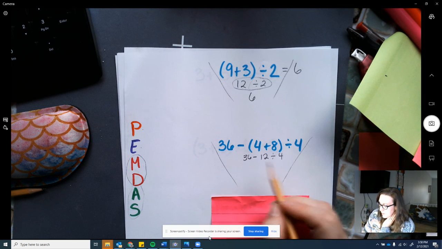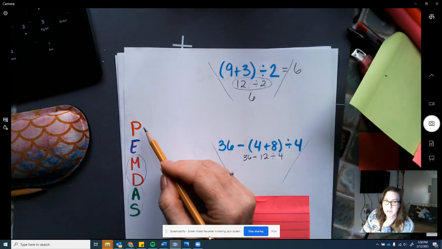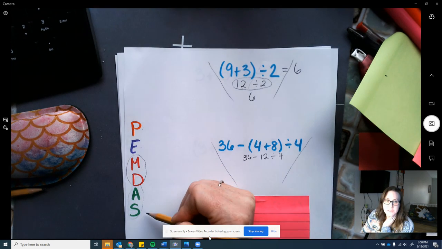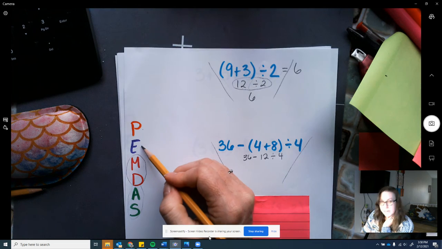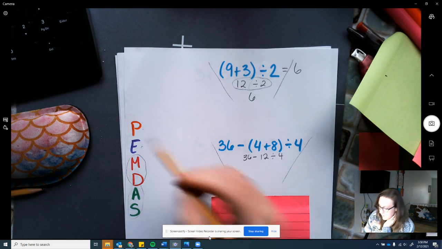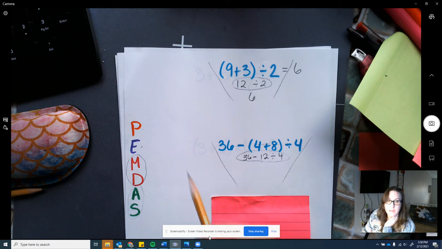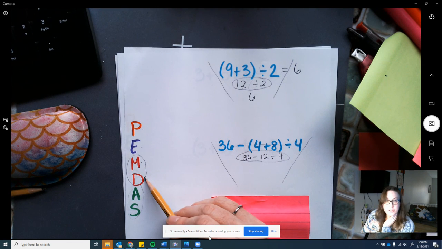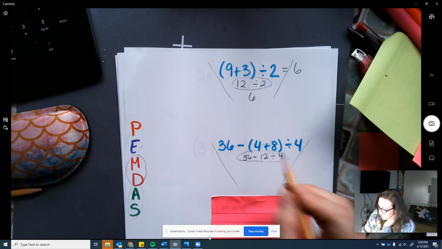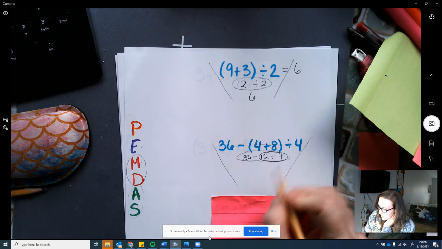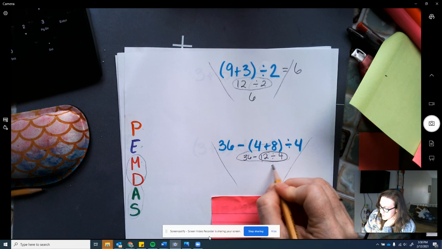All right. So now I'm going to go back to PEMDAS. Do I have any parentheses left? No. Do I have any exponents? No. And now I'm looking at just this one. I'm not looking at this one because I've already solved part of it. Do I have any multiplication or division? I sure do. I have to do this part next. So 12 divided by 4 is 3.